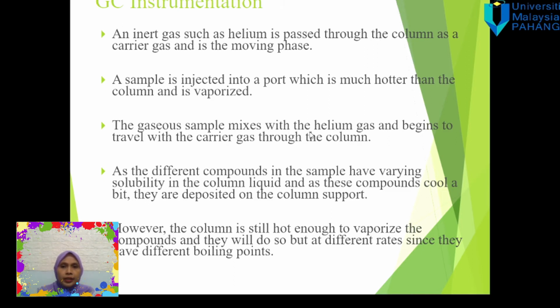The gas sample is mixed with the helium gas. Now the sample turns into gas form, so it can be carried by the gas and begins to travel with the carrier gas through the column. Different compounds in the sample have different solubility in the column liquid, and compounds that cool a little bit are deposited on the column support. If they cool a little bit, they will be deposited on the liquid phase coated inside the column, and the ones that are still in vaporized form will elute out and have a shorter retention time. However, the column is still hot enough to vaporize the compounds, and they do so at different rates since they have different boiling points. That's why the elution order for the GC is mostly based on the boiling point of the compounds.